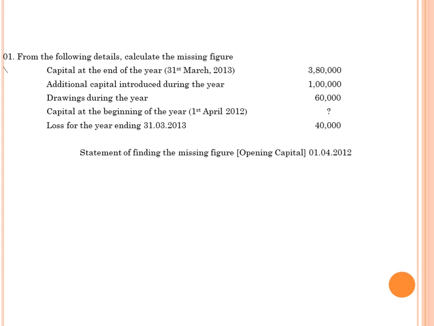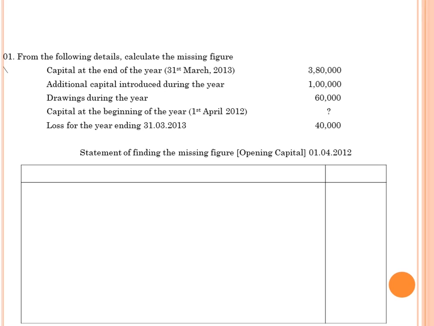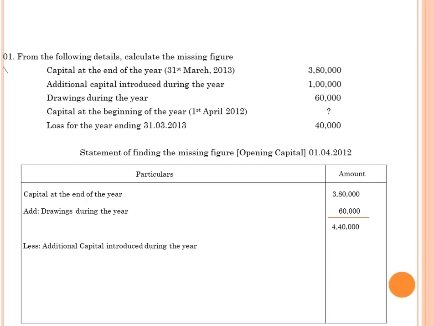Put the heading like statement of finding the missing figure, that's the opening capital 1/4/2012, and divide into two columns, the first column particulars, second column amount. Capital at the end, given 3,80,000, add drawings, given 60,000, total 4,40,000, less additional capital introduced, 1 lakh given, and the balance we call the adjusted closing capital, so 3,40,000. Here the balancing figure is opening capital.